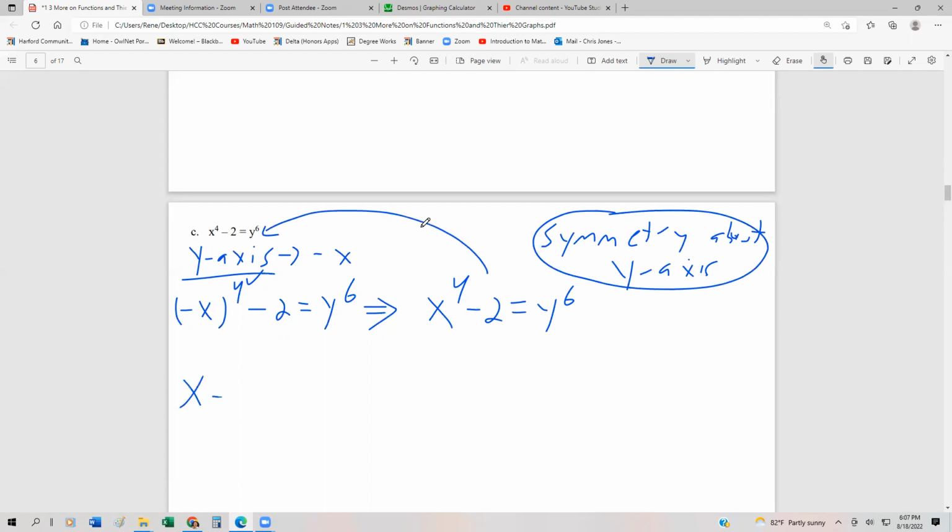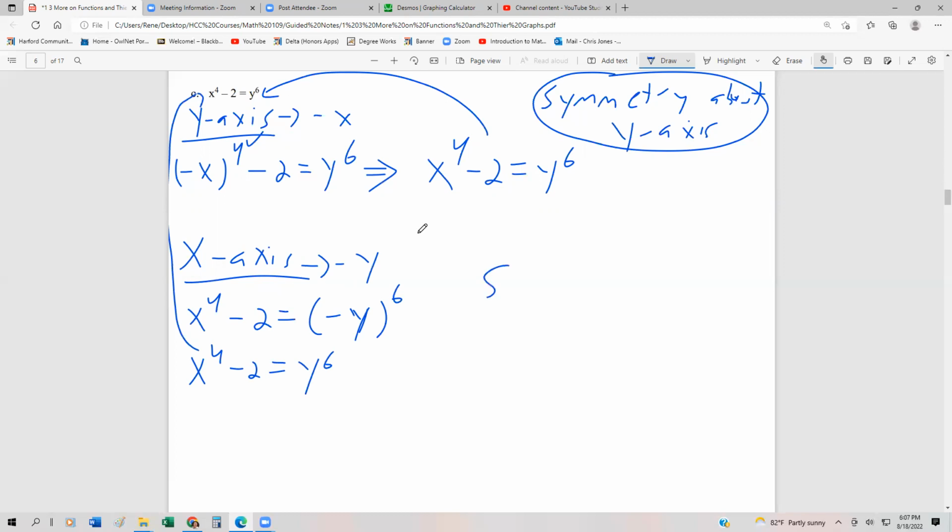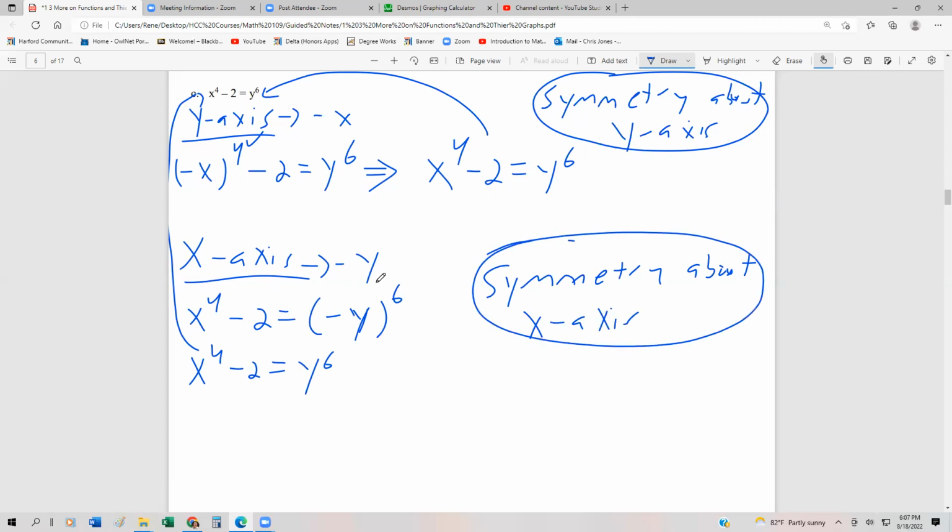But let's check it out for the x-axis. So for the x-axis, we just plug in negative y into our relation. So we have x to the fourth minus 2 equals negative y to the sixth. We have an even power, which is 6, so that means it's going to turn back positive. So we have x to the fourth minus 2 equals y to the sixth, noticing that that is exactly the same as what we started with. So indeed, we have symmetry about the x-axis as well. So there's two symmetries going on at least, but we haven't checked for the origin.